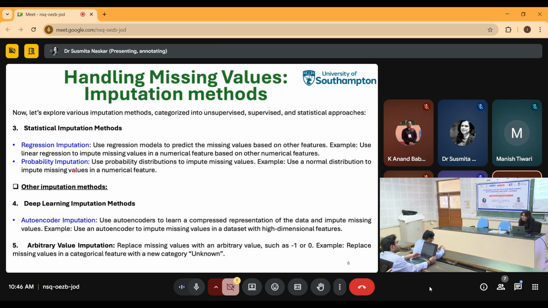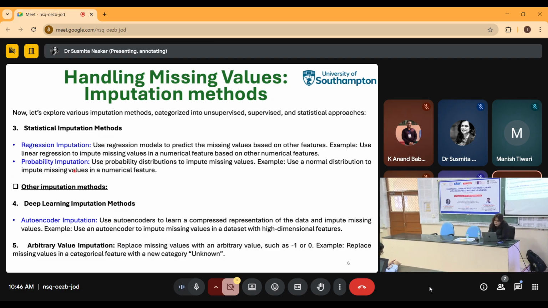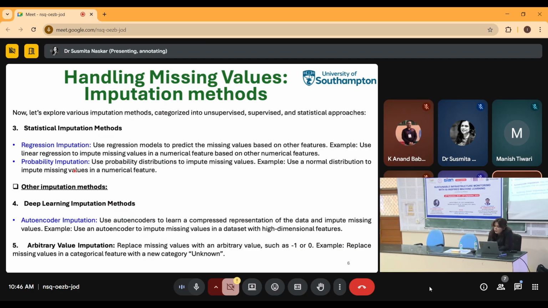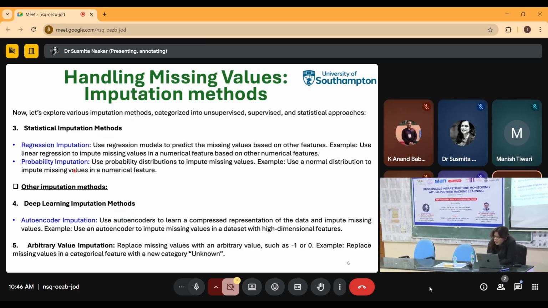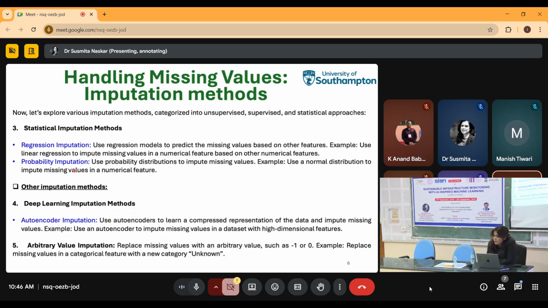Okay. And then there are, except these three, that means supervised, unsupervised and statistical imputation methods, several other ones as well. Another important one which we use quite a lot for infrastructure monitoring is the deep learning imputation method. And that's also divided as autoencoder imputation. For this kind of autoencoder imputation, we use a denoising or masked autoencoder that learns the nonlinear structure of the data and then reconstructs the missing entries, right?